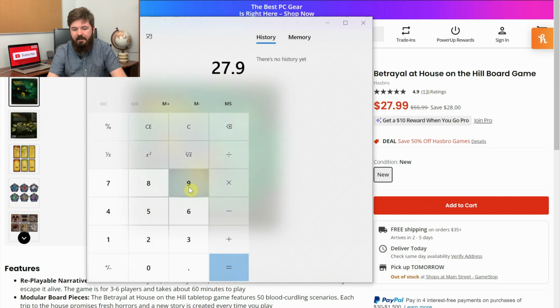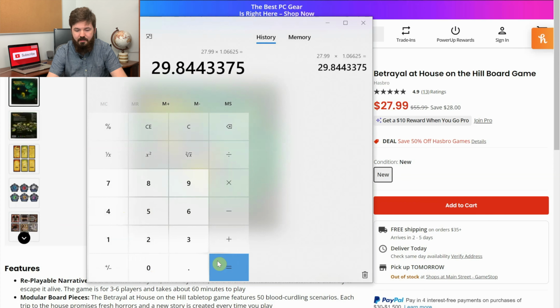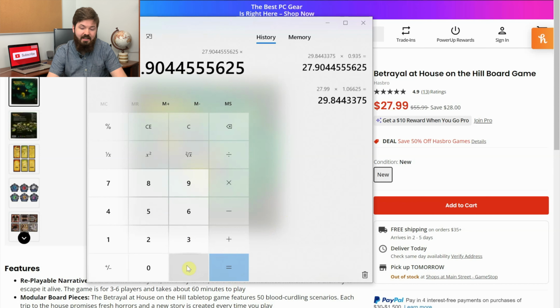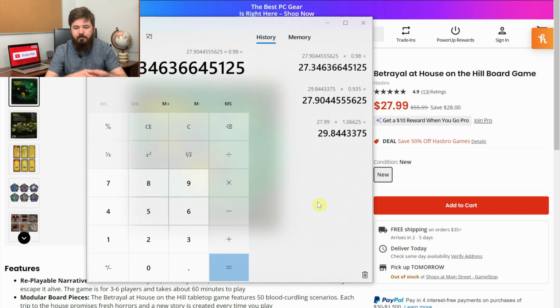You have $27.99 for what it's currently selling for. You have to include taxes, which in my state is 6.625%. So that's $28.84. Then we want to take off for the gift card, which is 6.5%. So that would be about that, and then we're at $27.90. And then there's the 2% back from the cashback website, so I'd be spending about $27.34.